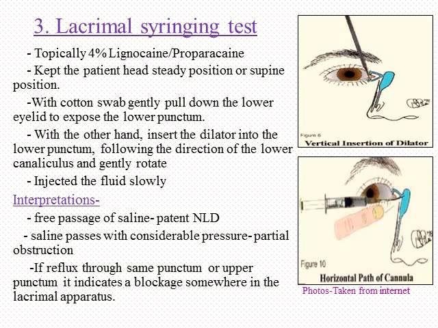Then saline is injected into the lower canaliculus slowly. Free passage of saline indicates a patent lacrimal system. If saline passes with considerable pressure, that indicates partial obstruction. If there is reflux through the same punctum or the other punctum, it indicates blockage somewhere in the lacrimal apparatus. The first photograph shows vertical insertion of the dilator into the punctum, and the second photograph shows syringing of fluid into the lower canaliculus.